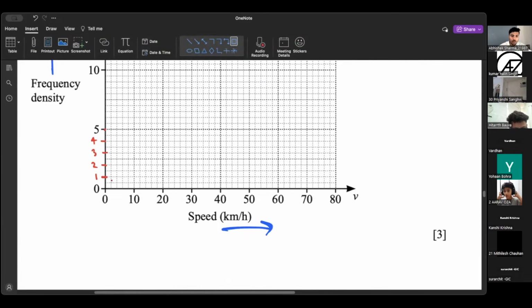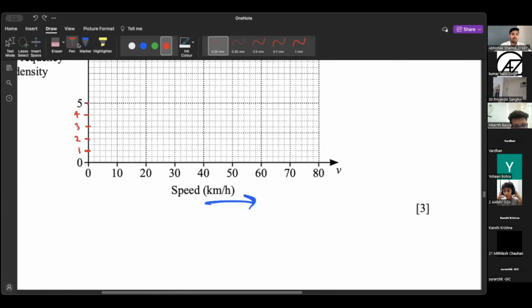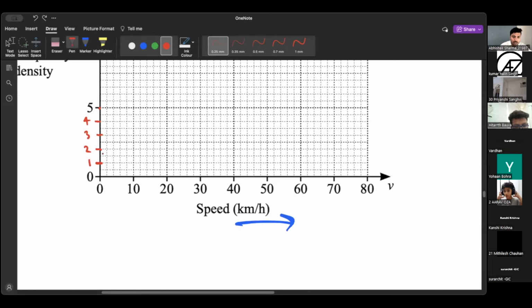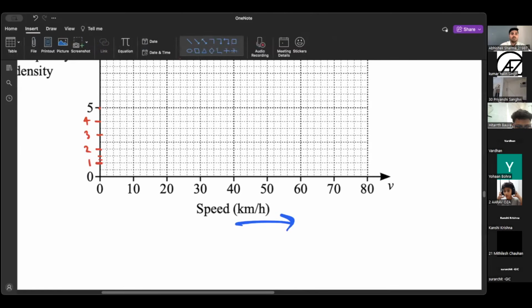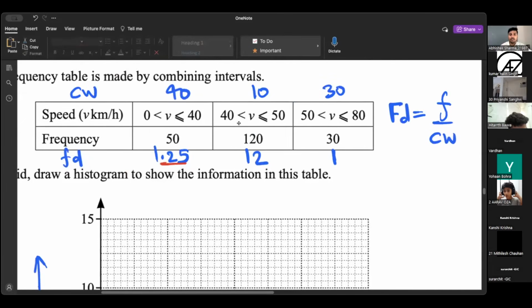So 1.25 will be half of that. This is 1, this is 1.5, right? Sorry, this is 1, so this is 1.5. 1.25 will be half of that. So what we can do, we can simply sketch here, 0 to 40 at 1.25. Clear? Second is 40 to 50, 12.